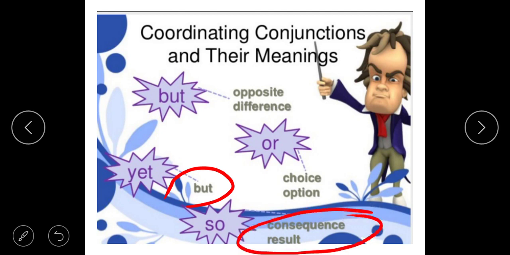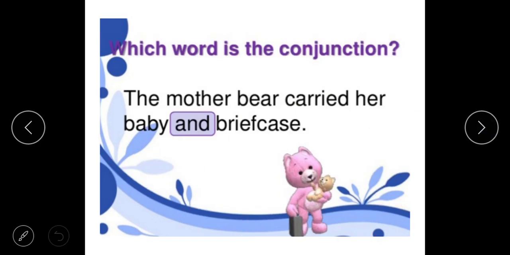Now through the examples we can understand it more. The mother bear carried her baby and briefcase. So we can say the mother bear carried her baby, the mother bear carried her briefcase. By joining these two sentences, we are using the conjunction and: the mother bear carried her baby and briefcase.